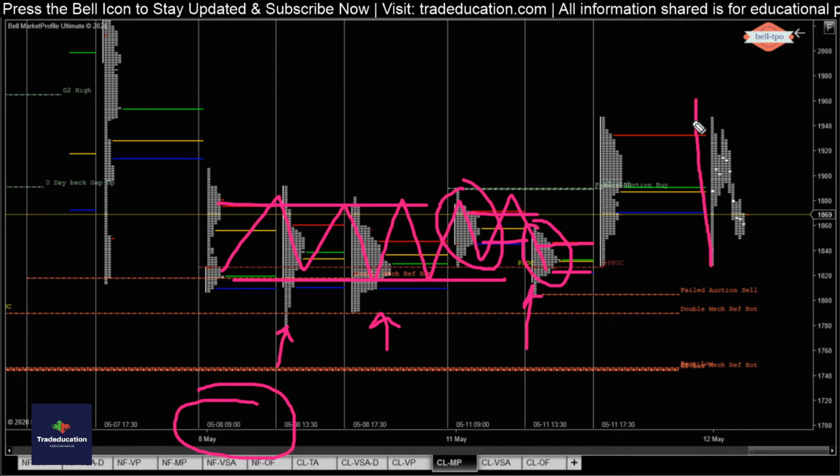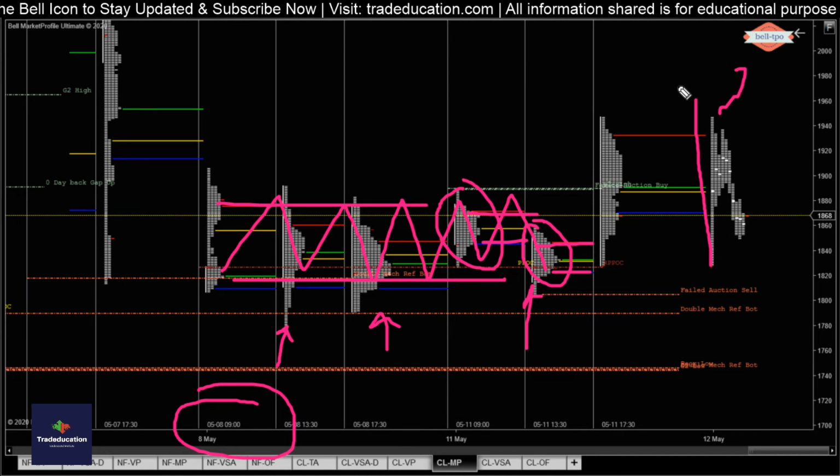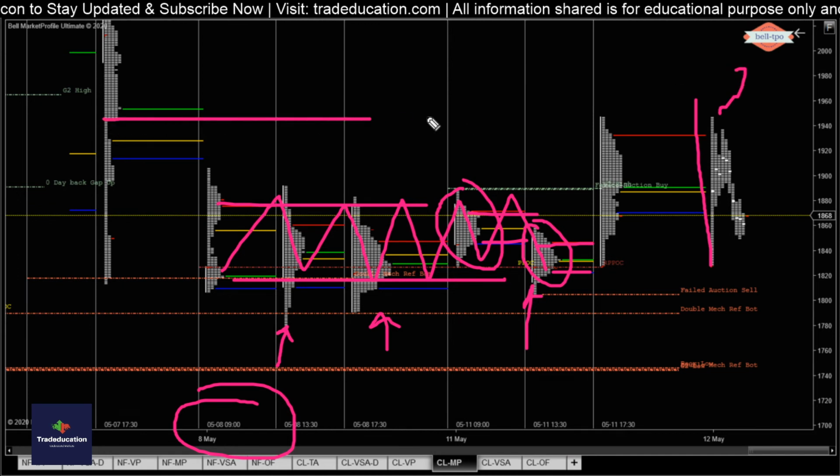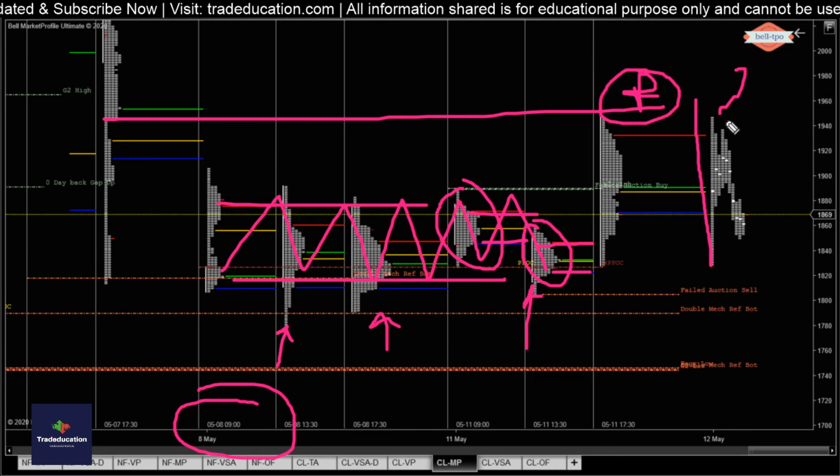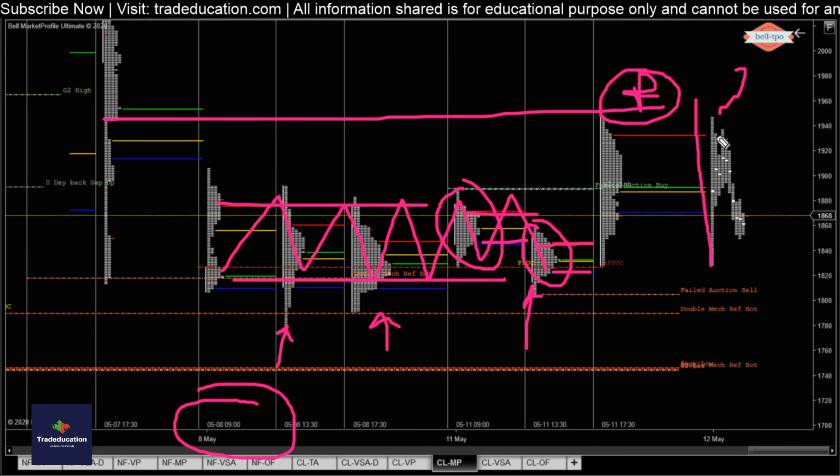What I was expecting is to continue higher, but when I looked left, there was this single print zone. It was acting as a level of resistance, and that's where it gave me confidence that, once it broke out of this balance, again the auction will try to come in.